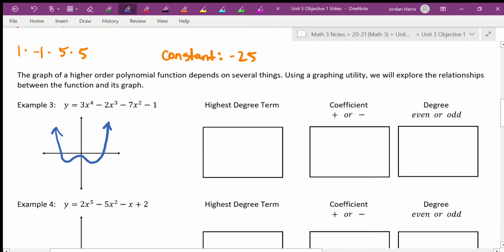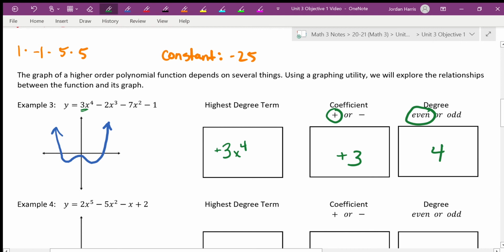It's a rough sketch, like I said. I'm not doing anything exact at all. Rough sketch. Okay. Then we can fill out the highest degree term here. So looking at this, its highest degree term is positive 3x to the 4th. The coefficient is positive 3, so that's a positive coefficient. The degree is 4, so that's an even degree.